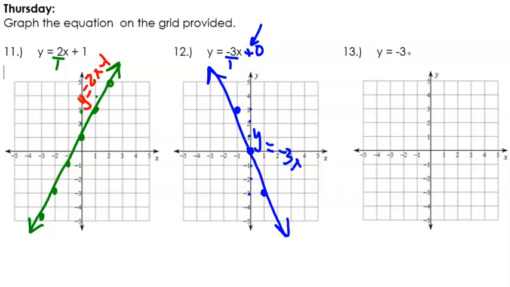The last one doesn't have an x or a y-intercept. Or actually, it does. The y-intercept is negative 3. And since there is no x, that means the slope is 0.